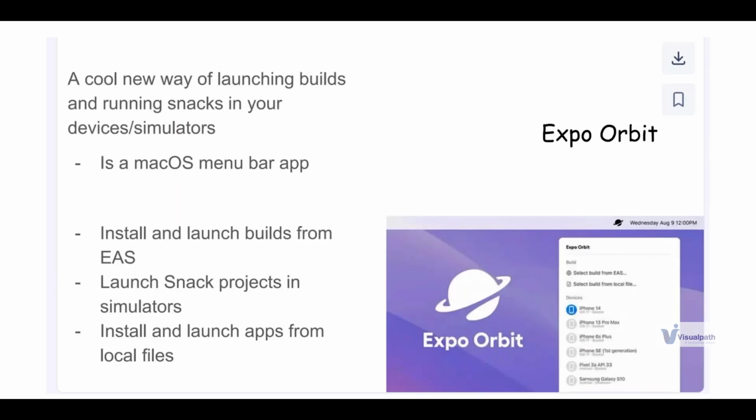So this is a new feature in Expo called Expo Orbit. What it does is it installs and launches builds from EAS, launches a Snack project in the simulator, and installs and launches an app from a local file. This is the use of Expo Orbit. We don't use this. We mostly build using Visual Studio Code. We build the app similar to a React Native app, and we use the Expo library and the iOS simulator to run your mobile application on your simulator only.